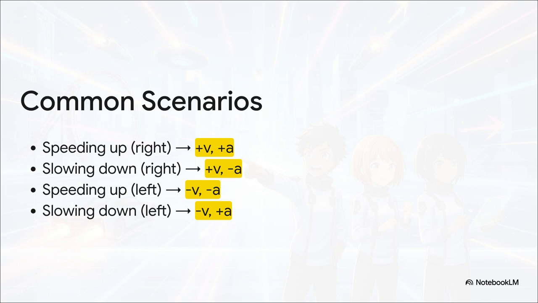Okay, now for the tricky part. What if you're moving left? So, negative velocity. If you also accelerate to the left, negative acceleration, you actually speed up in that direction. And here's the real mind bender. If you're moving left, but accelerating to the right, you slow down. The big takeaway here is that to slow down, the signs for velocity and acceleration just have to be opposite.